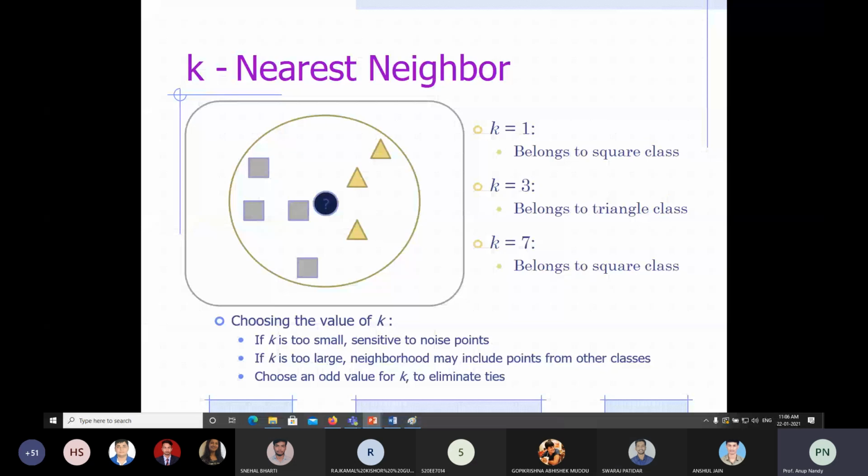But ties means that you are in a position to take a decision, that whether the point belongs to either class 1 or class 2, because the same number of representatives are there. So this is called the ties. Confliction and ties are different terms.